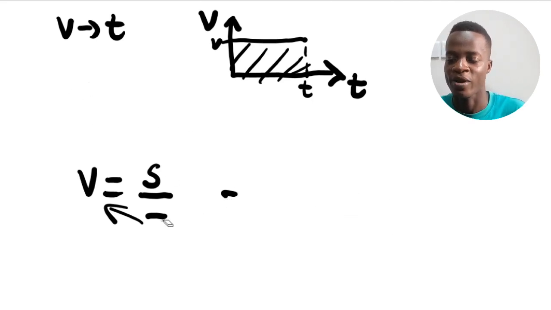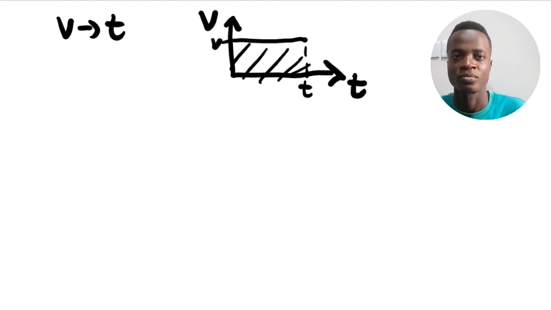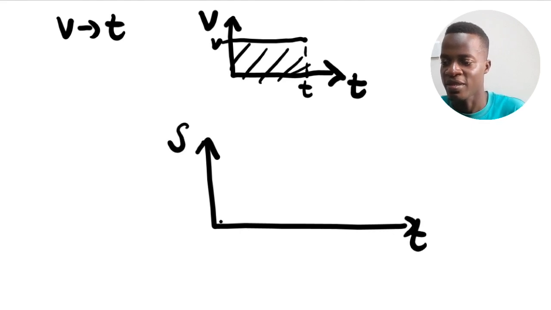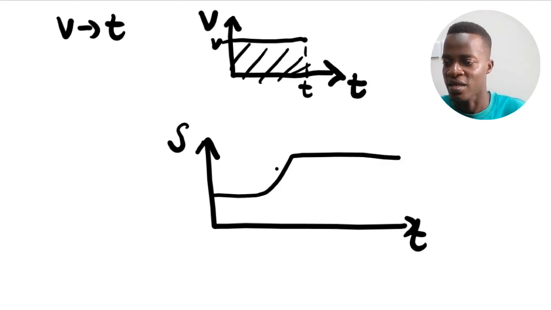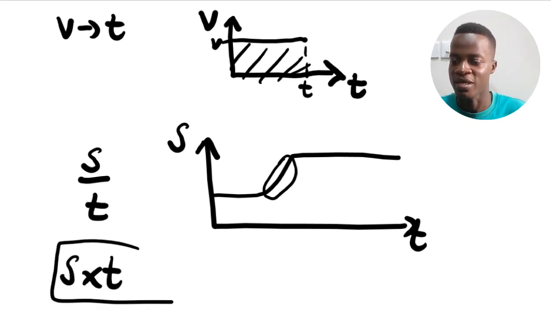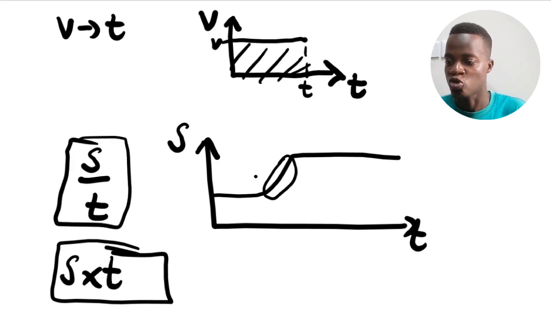And this is the velocity time graph. I can use another example for the other ones. The next one will be the displacement time graph. If you have something like this, there's one slope here. The slope will be equal to change in s over change in time, so s over t. And the area under the graph will be s times t. And s over t will be the slope. That's what you keep in mind all the time.